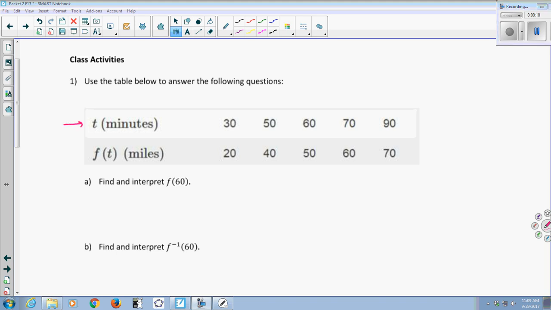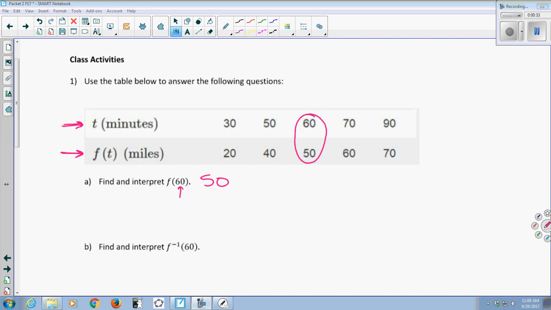So input, output. This represents the function f. F's inputs are t in minutes, and F's outputs are miles. So f of 60, that 60 in parentheses means it's an input into f. So I go to my input for f, and my output is 50.